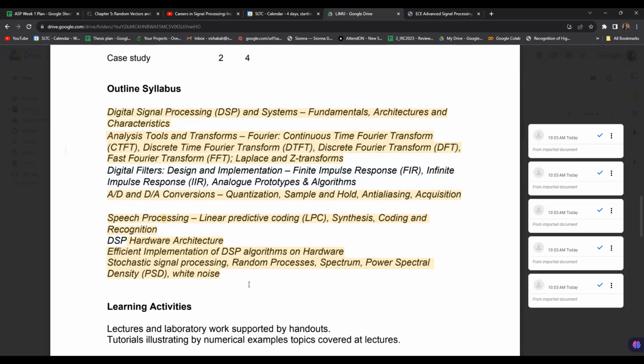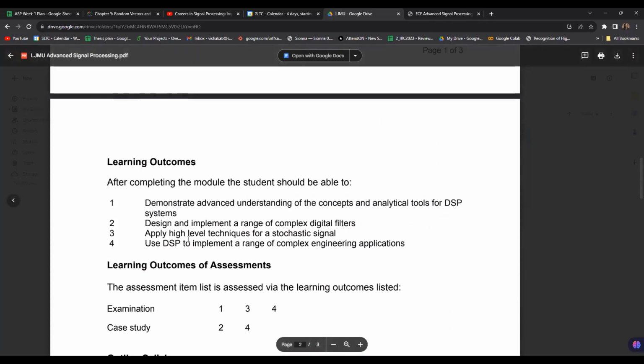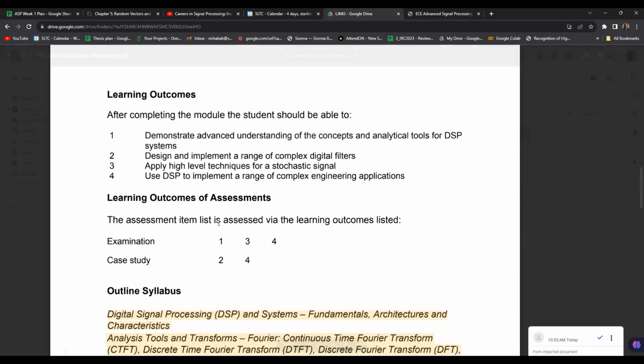Do you have any questions? Is there any electronic and communication program offered by LJMU also, with the same module like the advanced signal processing module? We are doing it simultaneously for LGMU, the masters in communication, I think, right? Masters in wireless communication and embedded systems. Okay.